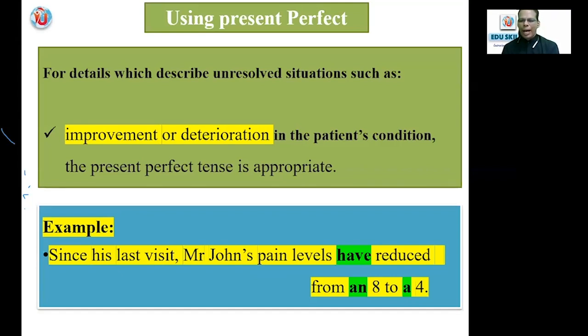See, and articles, most of you have a challenge over there. You don't write the articles. And 8 is EIGHT. It's not what is written there, but how you sound it or pronounce it that is important. And 8 to a 4. 4 is FOUR. So the article is a. So you know how to describe an unresolved situation. Since his last visit, Mr. John's pain levels have reduced. So to describe such situations, you have to use present perfect tense.